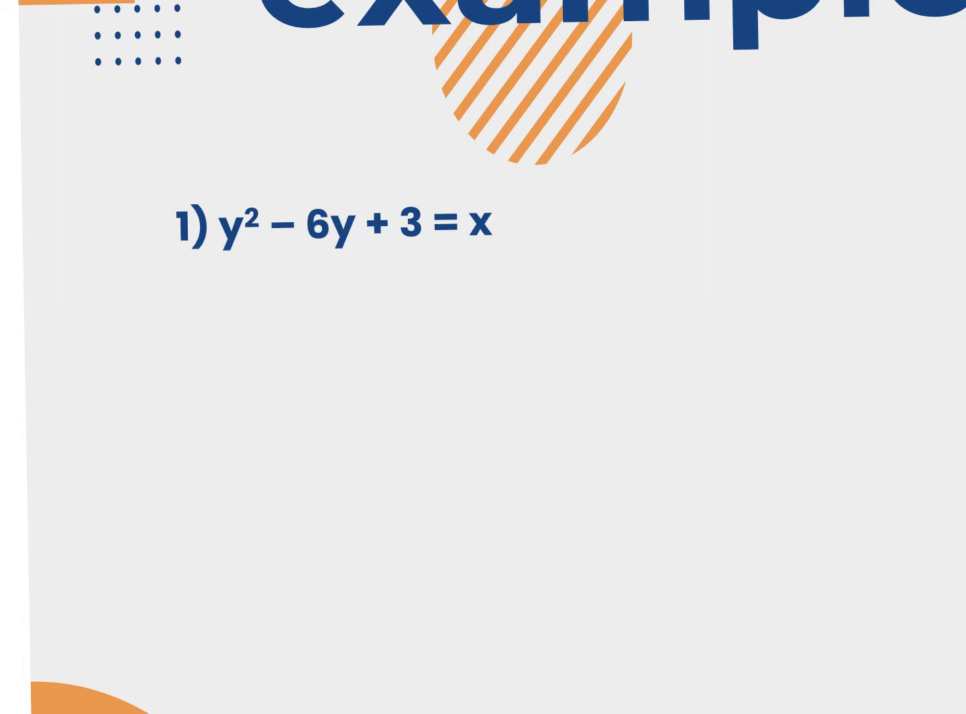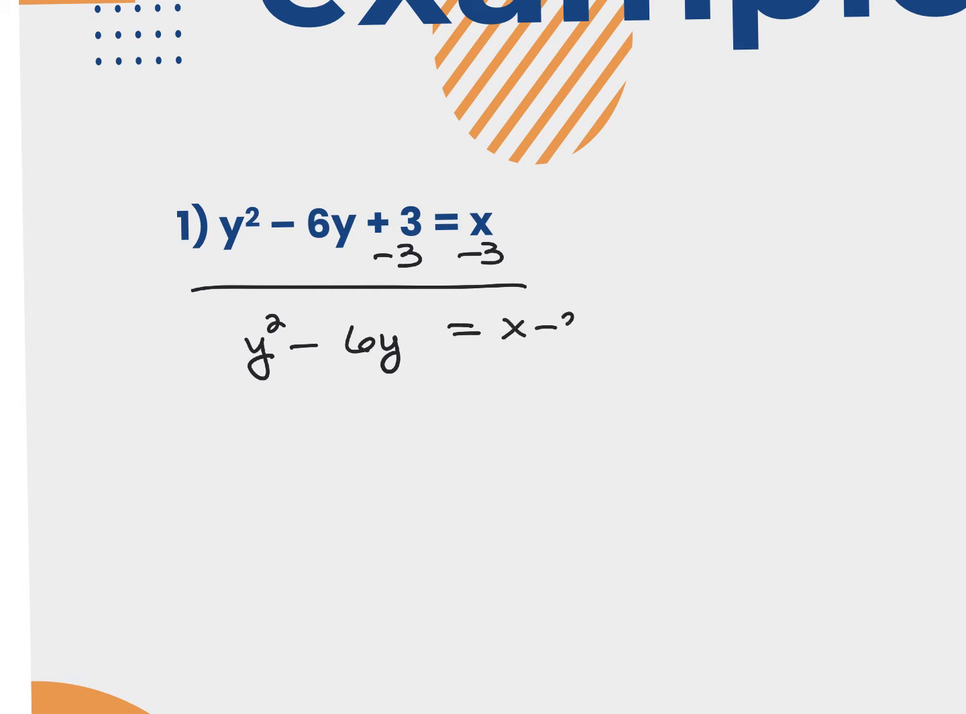So again, my first step is going to be to move the constant to the other side. And I need to get my variable that's squared with its same variable, the y, on the same side. So let me just move the 3 over. And now I have y squared minus 6y, I'm going to leave a blank space, equals x minus 3. Now, the part that I'm completing the square for is this right here.